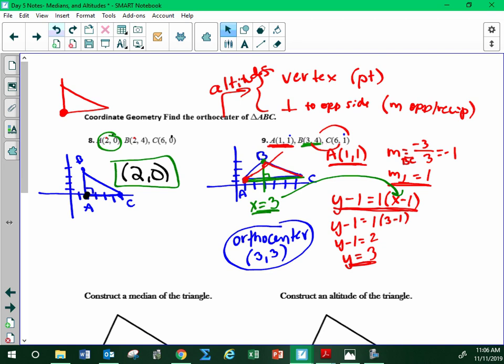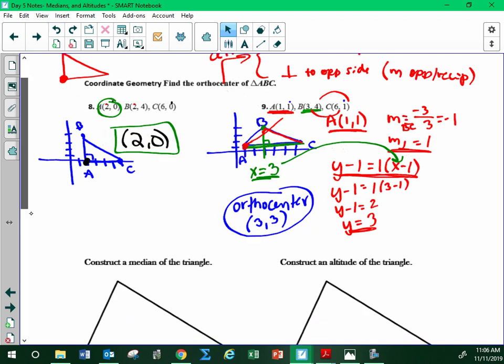Yes? So you could use A, B, and then C. Yeah, so instead of using side BC, I could have used side AB. Find your slope, take the opposite reciprocal, and it has to go through point C. Other questions? Of course, we hope and pray that I give you a right triangle one, because those are easy. But to be prepared, basically.